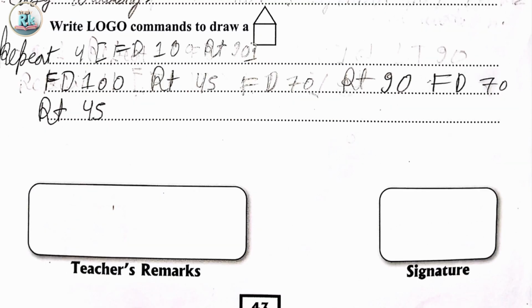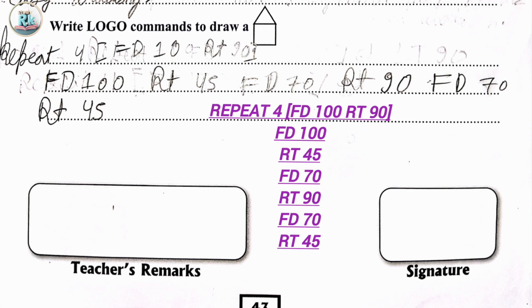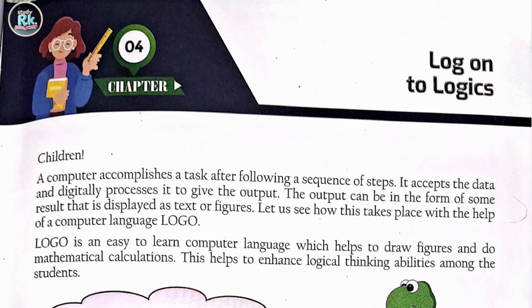Question 6. Write Logo commands to draw a house. Answer. Repeat 4 [FD 100 RT 90]. FD 100. RT 45. FD 70. RT 90. FD 70. RT 45. So students, today we completed the exercise of Log on to Logics chapter.